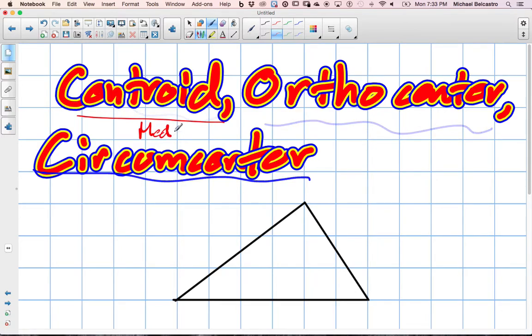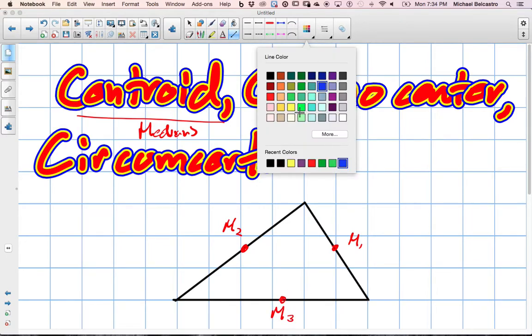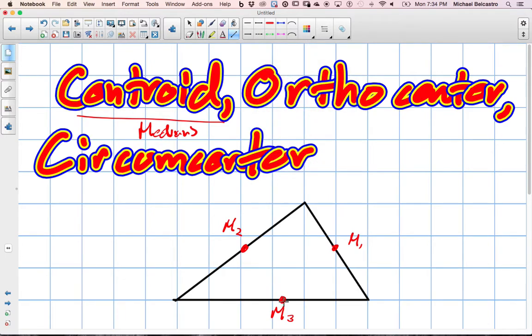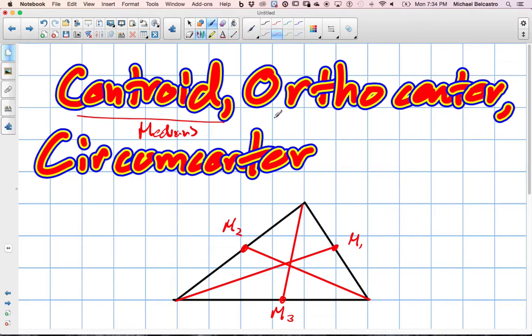The medians are where we find all the midpoints of each side. We'll call them midpoint 1, midpoint 2, and midpoint 3, and all of the midpoints connect to the opposite side vertex. If I've drawn it properly, this one should go right through. And where they all connect is the centroid. That point there is the centroid of the triangle.